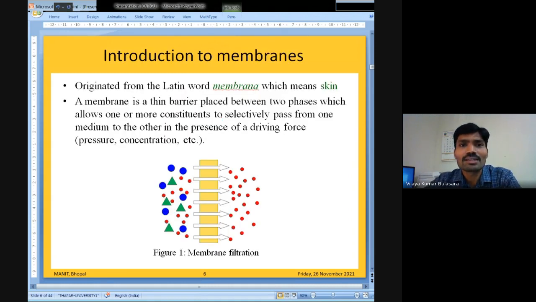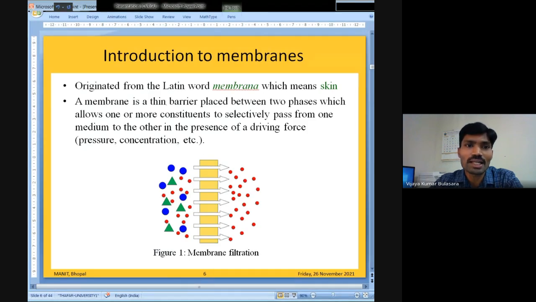Coming to the topic, most of you are familiar with the term membrane. It originated from a Latin word membrana, and it means skin. A membrane is a thin barrier placed between two phases. Two phases means one is the wastewater stream, or you can say the solution containing the solute and solvent, and the other phase is a pure solvent. We want to separate the solutes from the solution, and we want to obtain pure solvent or pure water with respect to wastewater treatment.